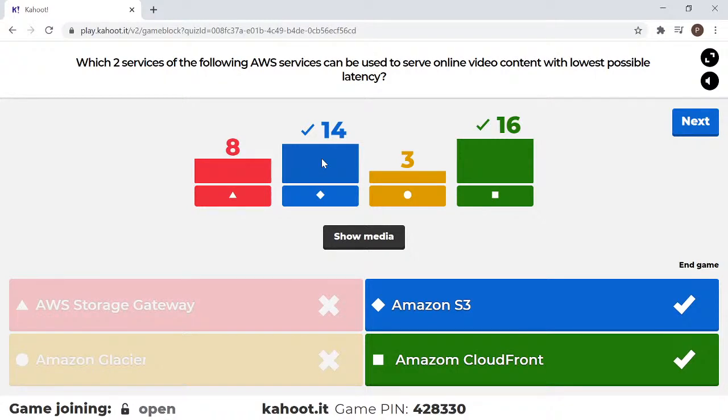Yeah, again, most of you got it right. It's Amazon S3 and CloudFront, which can be combined to serve online video content. So if you have a static website or a video serving website, you can always host it on S3 and distribute it through a CDN, which is Amazon CloudFront. Amazon Storage Gateway allows you to access your data in AWS from your on-prem seamlessly. And Amazon Glacier is an archive storage solution from AWS. So moving on to the next question.